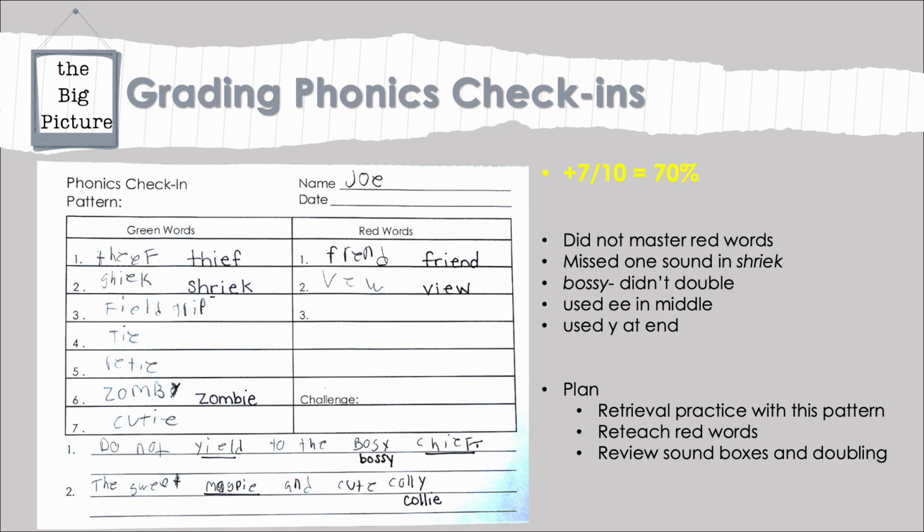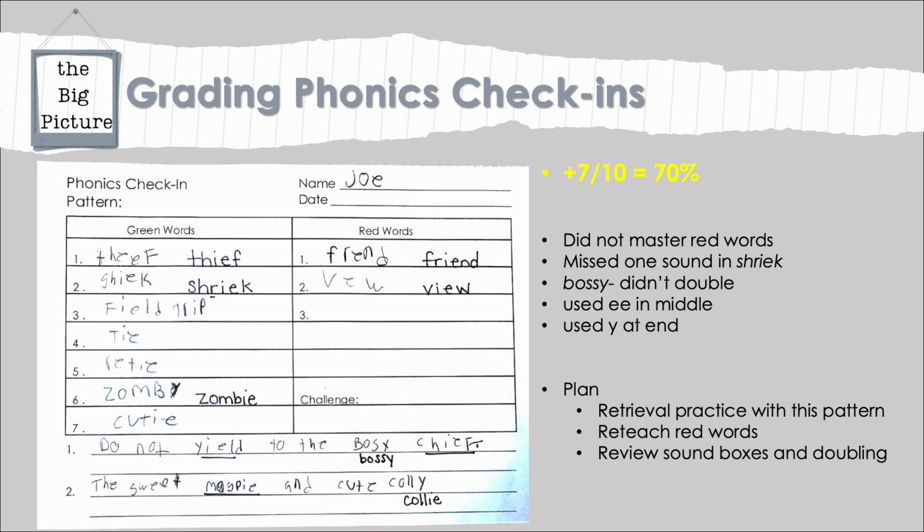7 out of 10 places this student in the approaching mastery range. I would feel comfortable saying that he has learned and internalized some about this pattern this week, but he definitely did not master it. My biggest takeaway is that Joe is interchanging long E spellings. While he correctly spelled several words with IE, he's mixing in other long E spelling options. This is common in this stage of learning.